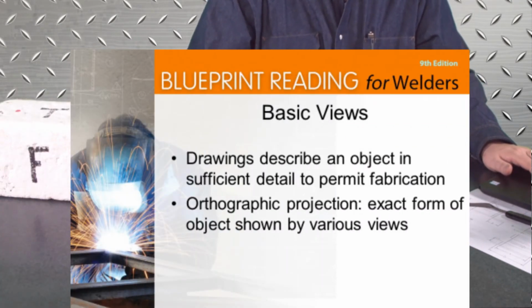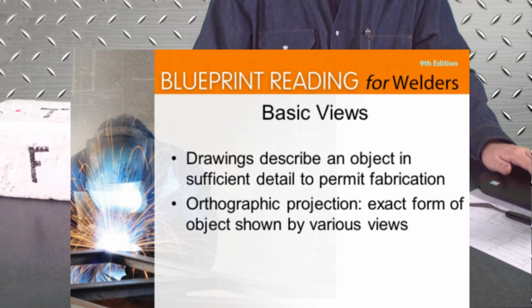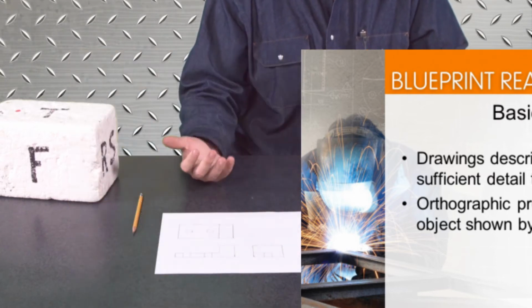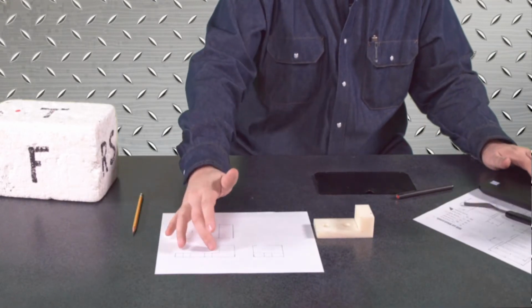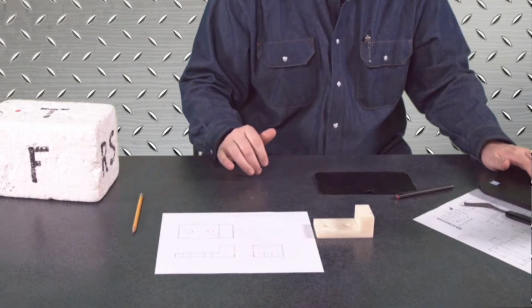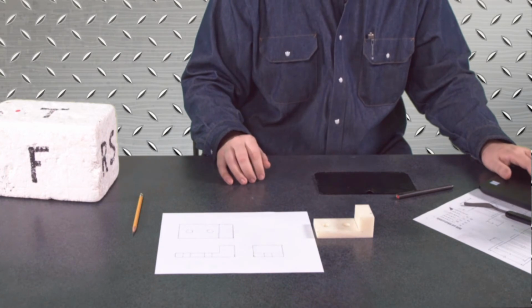You aren't going to have a drawing with an excessive amount of info. It's going to have what you need to build it, all right? Orthographic projection, exact form of the object shown by various views. So the orthographic projection, again, we've got our front, our top, and our right side view. Views have a definite arrangement, all right?